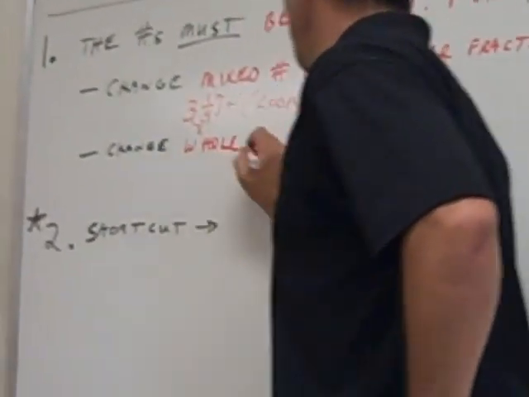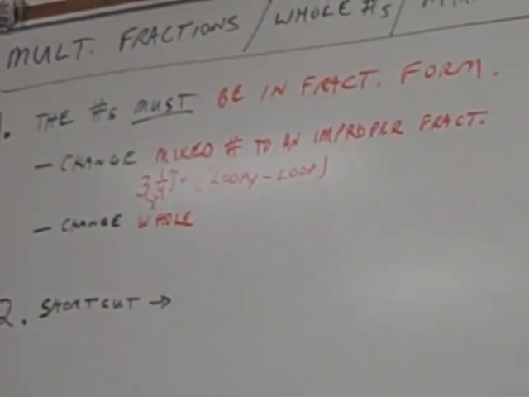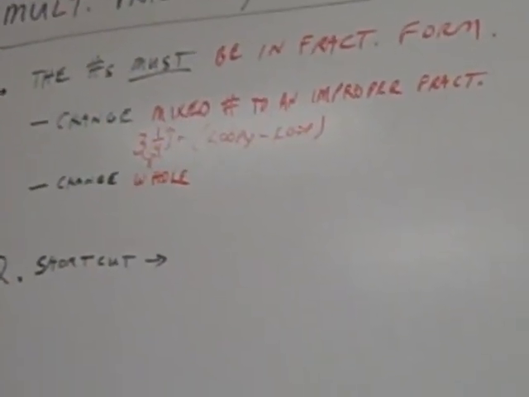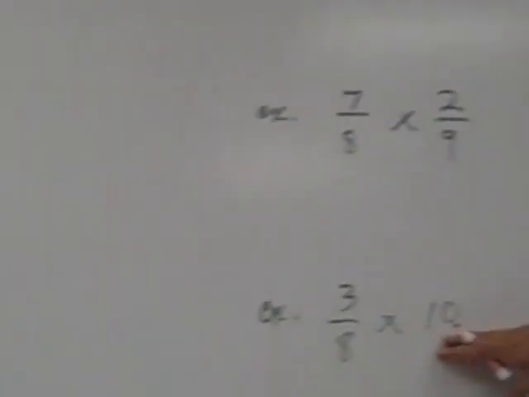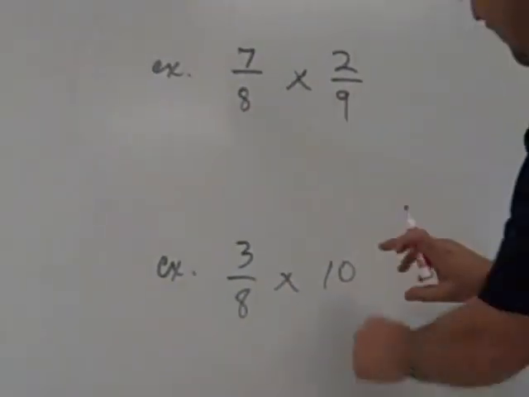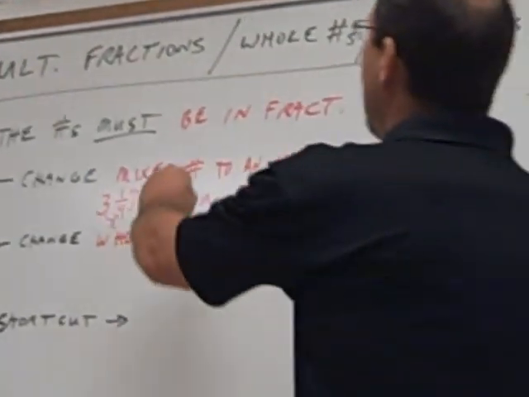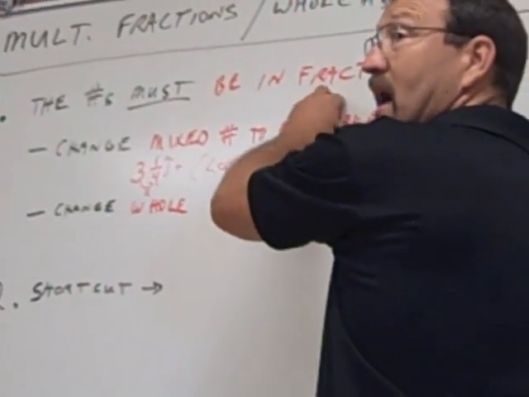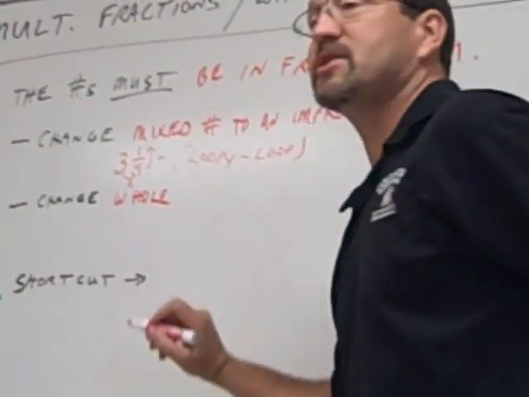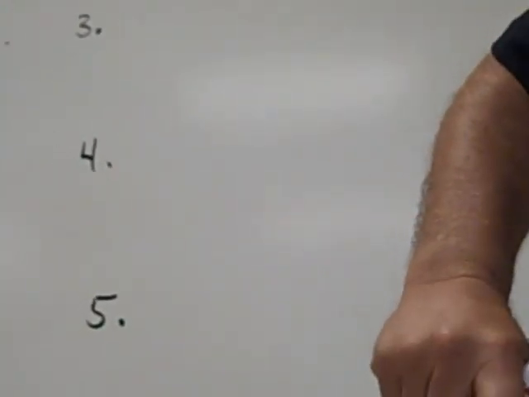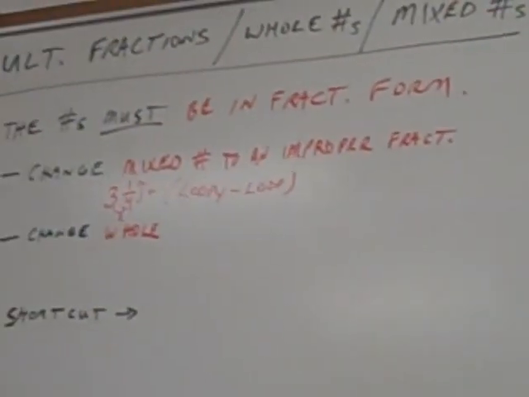What if you have a whole number like this one times a fraction? Or like this one right here, a fraction times a whole number. This is not a fraction, it's a whole number. And to multiply fractions, we got to have them in fraction form. How do I change a whole number to a fraction?